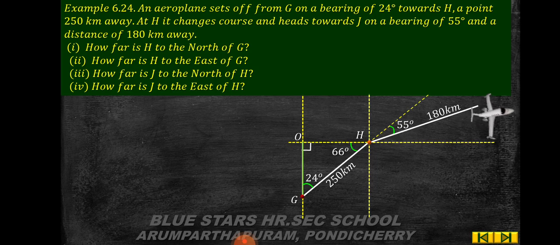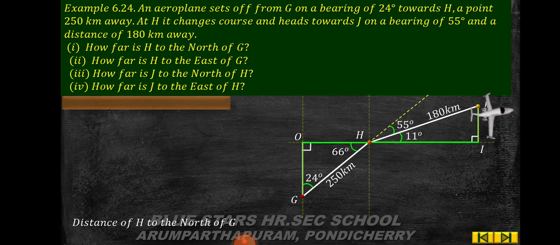180 km away from the point H. Mark the point as J and join the line from J to I. So the triangle is right angled at I, then the angle is 55 degree, because opposite sides are equal. So here you get 66 degree, means here also you get 66 degree. Then join the line O, H and I.